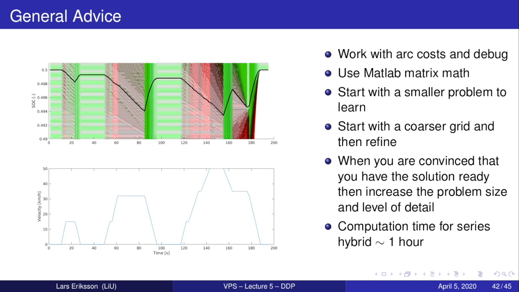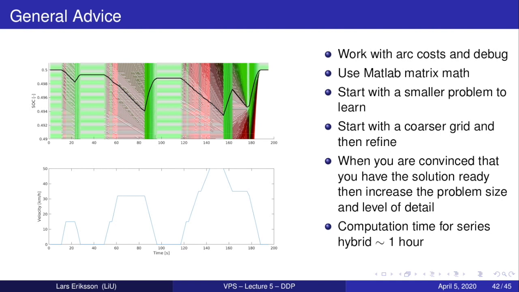So absolute first is just to see, does the arc calculation work as intended? Then you test, for example, on this first bump here and see, does this give you results that you're expecting? When you're convinced that you have the solution ready, then you increase the problem size and level of detail. The expected computation time for your series hybrid is about 1 hour or maybe a little bit more depending on your implementation.